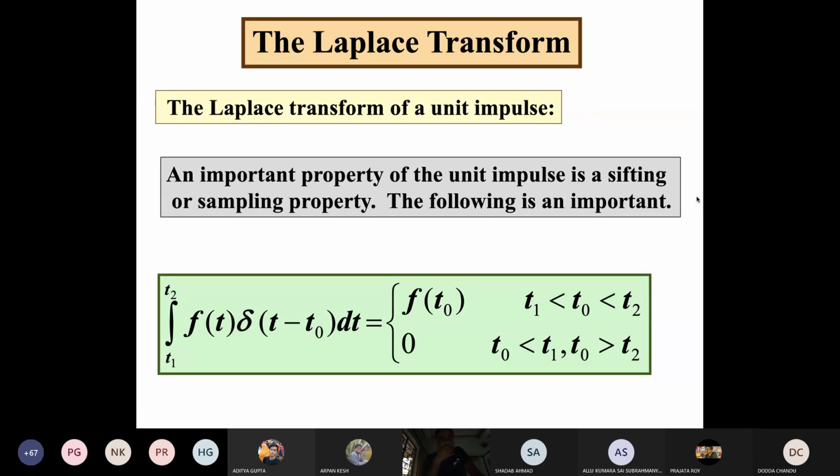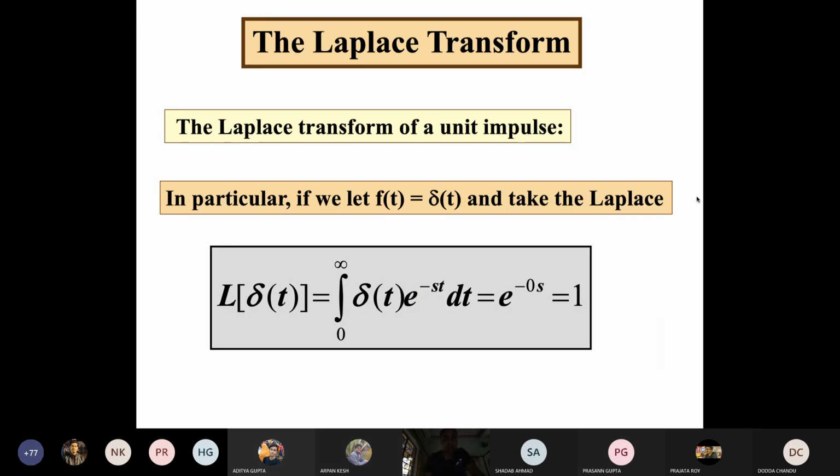Now solve this equation: the integration from t1 to t2 of f(t) delta(t minus t0) dt equals f(t0) if t1 is less than t0 is less than t2, and equal to 0 if t0 is less than t1 or t0 is greater than t2. You can prove it, right? Because delta(t) is equal to 1 only when t equals t0 and it is 0 otherwise. So if t0 is within t1 and t2 it will be f(t0), and 0 otherwise. Fine. Understood?